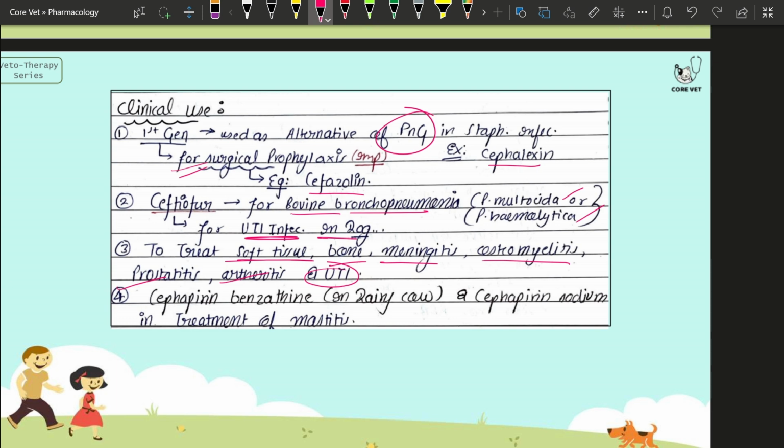If we talk about cefapyrin benzathine and cefapyrin sodium, they are used for the treatment of mastitis in the case of the dairy cow, right? So cefapyrin benzathine and cefapyrin sodium. So this was the clinical use of the cephalosporin, right?